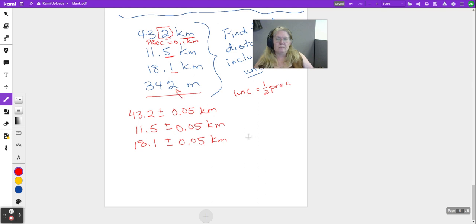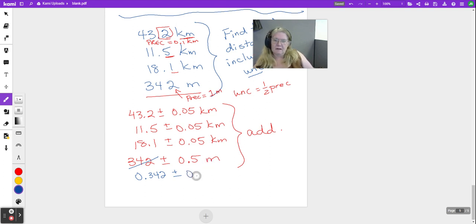Now let's look at this one. 342 meters. This measuring device was more precise than the other one because in this one, the precision is to 1 meter. So I could write 342 plus or minus, if precision is 1, uncertainty is half that. And this is in meters. Now the problem is we're supposed to add these together. We can't add meters to kilometers as is, but now that we have them written in the form we need, I'm going to go ahead and say, well, 342 meters, since there's 1,000 meters in a kilometer, is 0.342 kilometers. And 0.5 of a meter is a teeny tiny piece of a kilometer, right? I've got to move my decimal 3 places. Now I'm crossing this one out in between so I don't forget and add it on.